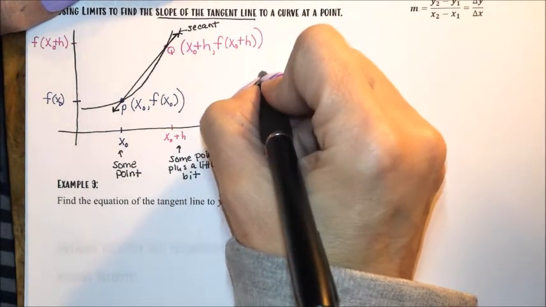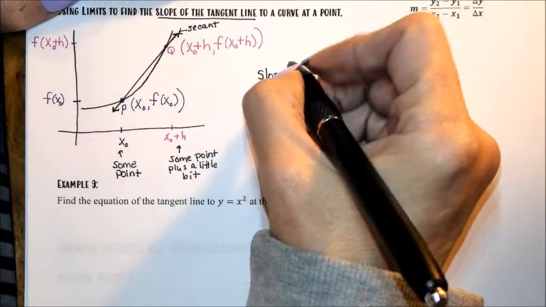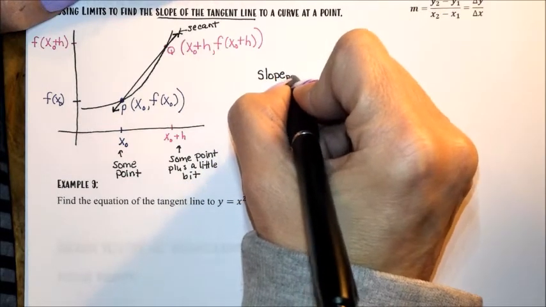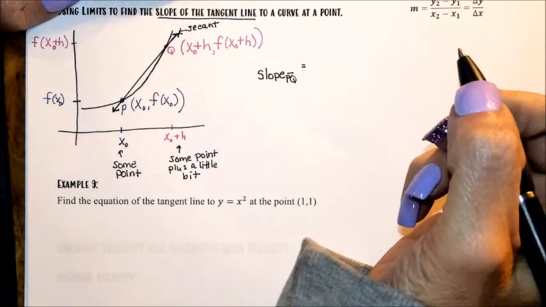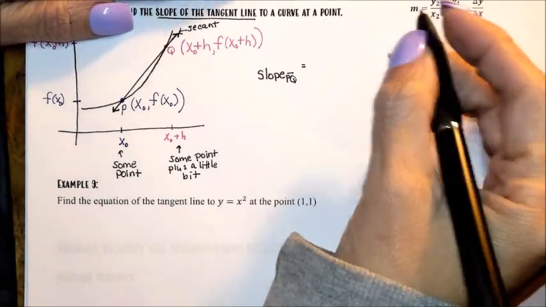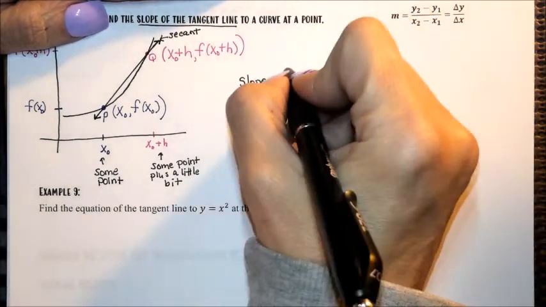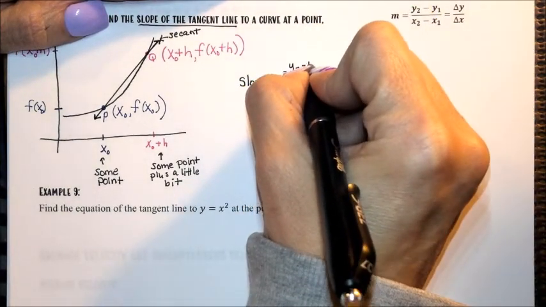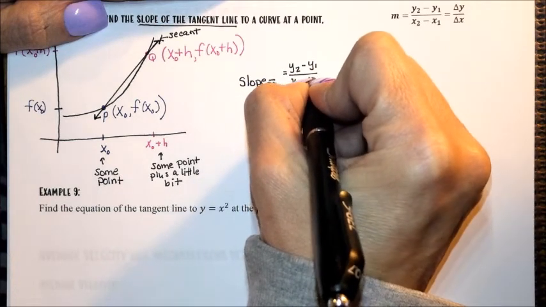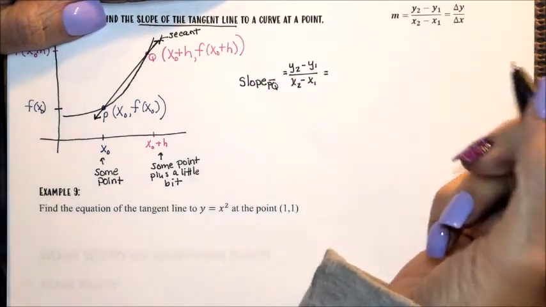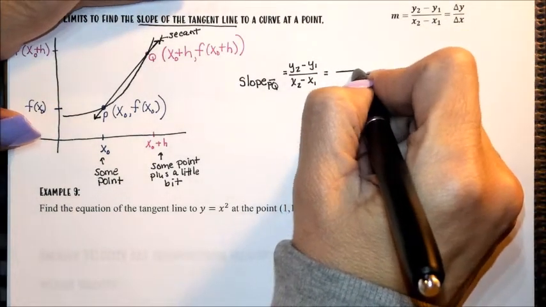Okay, so here's what I want to do. I want to find the slope of PQ. Rise over run, delta y over delta x, or y2 minus y1 over x2 minus x1. I'm going to give you a second, and I'm going to have you write it down.